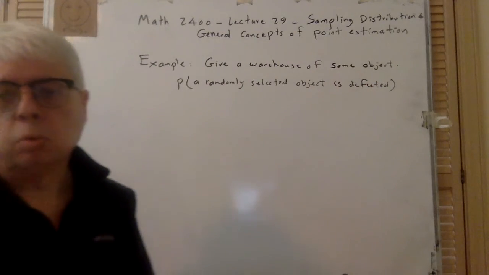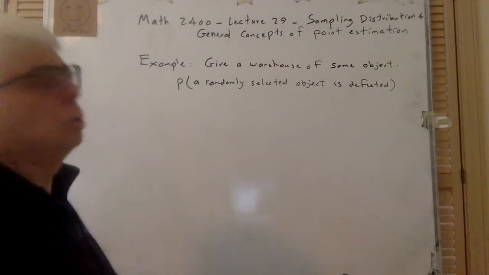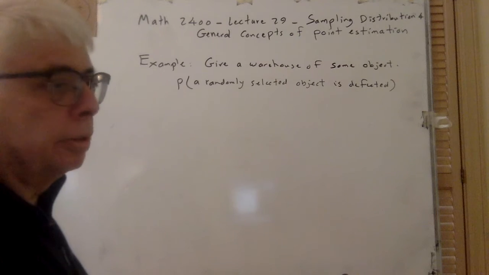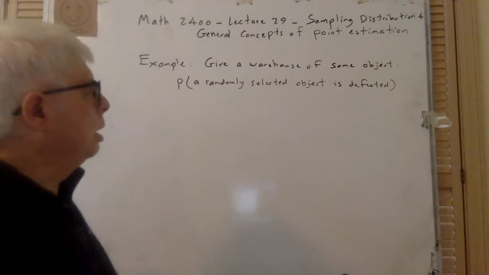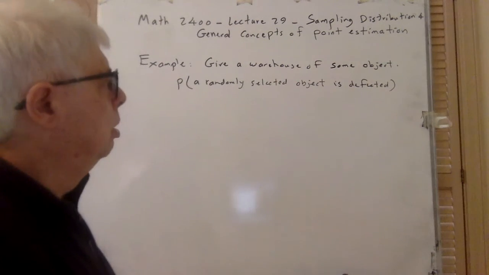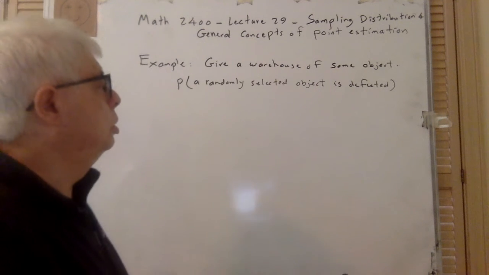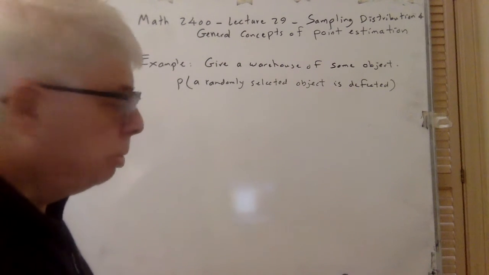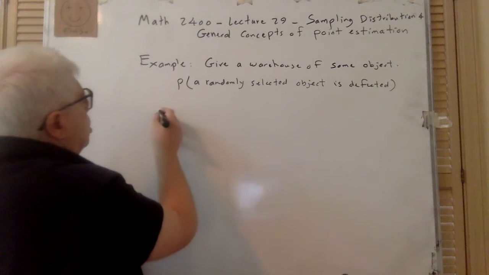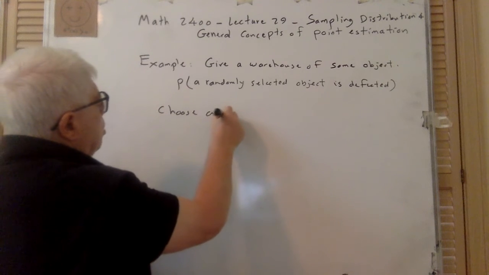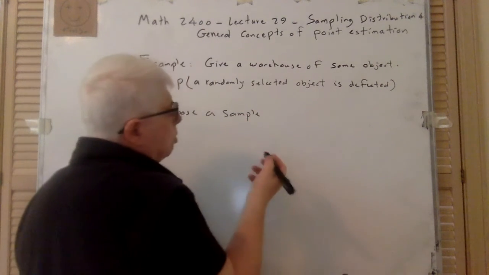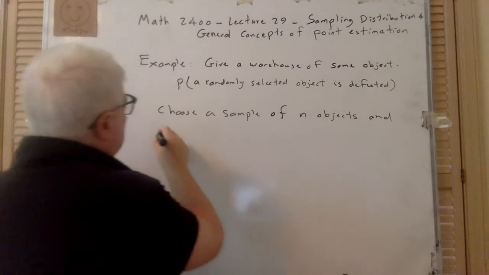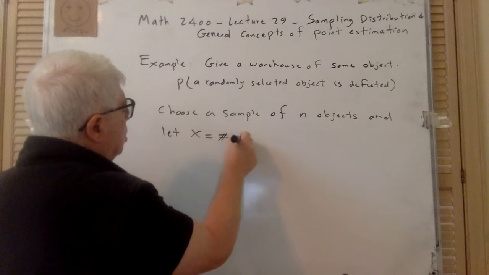Okay, so in some warehouse there are some objects, say laptops. And we want to find the probability that a randomly selected object is defective, right? So how do we do that? The warehouse might have thousands of those laptops. How do you do that? You choose a certain number of them, a sample. So what you do is this: choose a sample of n objects, and let x be the number of defective ones.